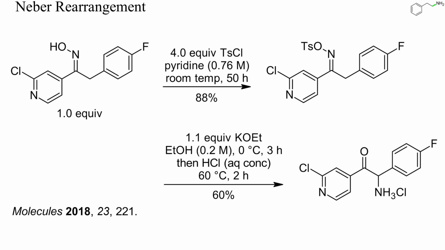Alpha-aminoketones can also be prepared by Neber rearrangement of activated oximes. In this example, an oxime was first tosylated and then converted into an azirine by treatment with potassium ethoxide. Heating with concentrated hydrochloric acid then brought about azirine hydrolysis to the aminoketone.